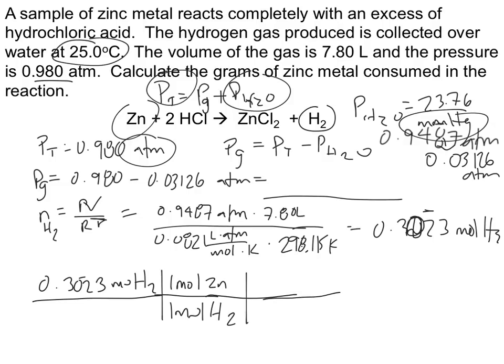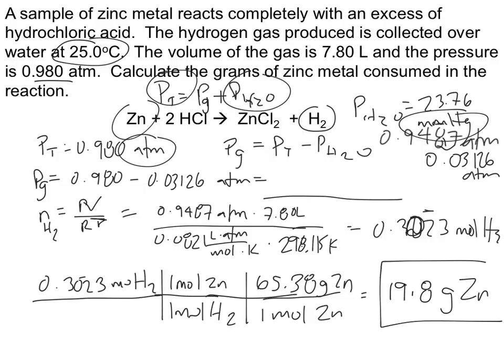Now, they don't want moles of zinc, they want grams of zinc, so we're going to use the molar mass of zinc in order to calculate our value. If we plug all this into our calculator, we end up with 19.8 grams of zinc.